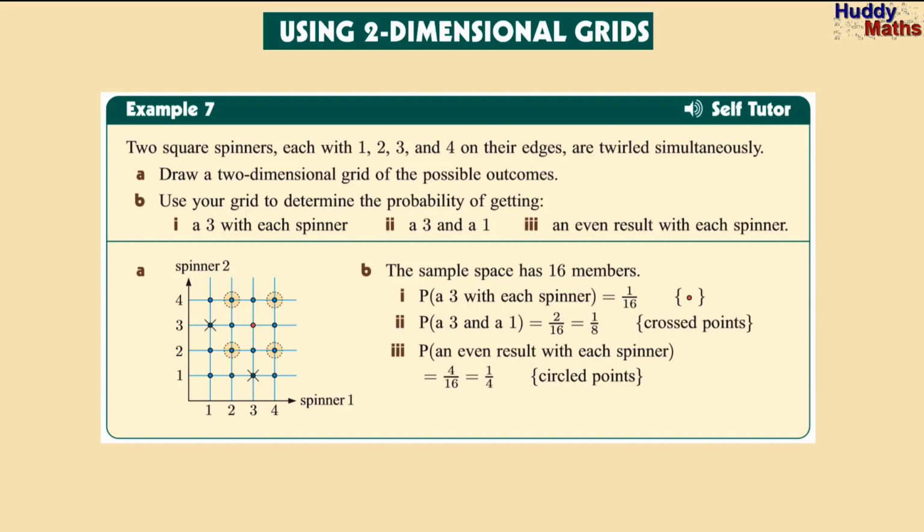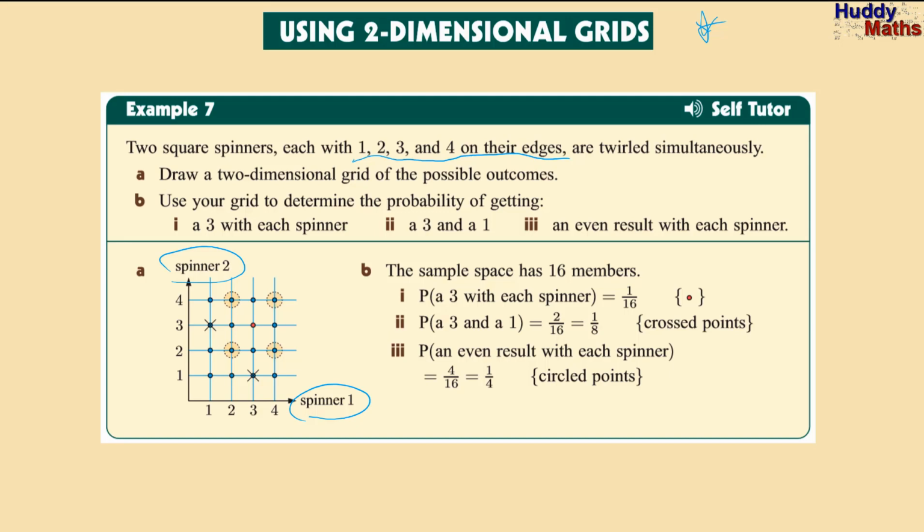All right, so one of the ways in which we could analyse a sample space, because of the complex nature of an experiment, maybe more than one thing happening, like two spinners, is a two-dimensional grid. Okay, so they've each got 1, 2, 3 and 4 on their edges, and they're twirled simultaneously. There's all the possibilities, isn't it? A 1 and a 1, a 1 on spinner 1, a 2 on the other. So I've got them all listed out there.